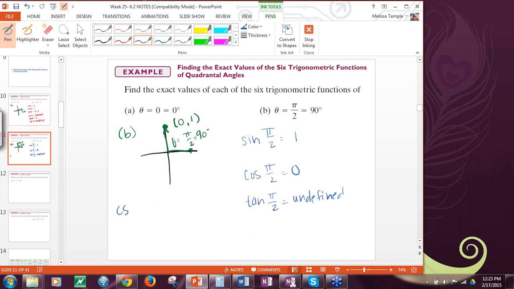I'm going to come over here. Cosecant of pi over 2 is the reciprocal of sine, so 1 over 1, which is 1. Secant of pi over 2 is the reciprocal of 0. I can't divide by 0, so in this case, secant is undefined. And cotangent: remember here, tangent was y over x, which means cotangent is x over y. So it would be 0 over 1. I can divide by 0 on top. In this case, I get 0.